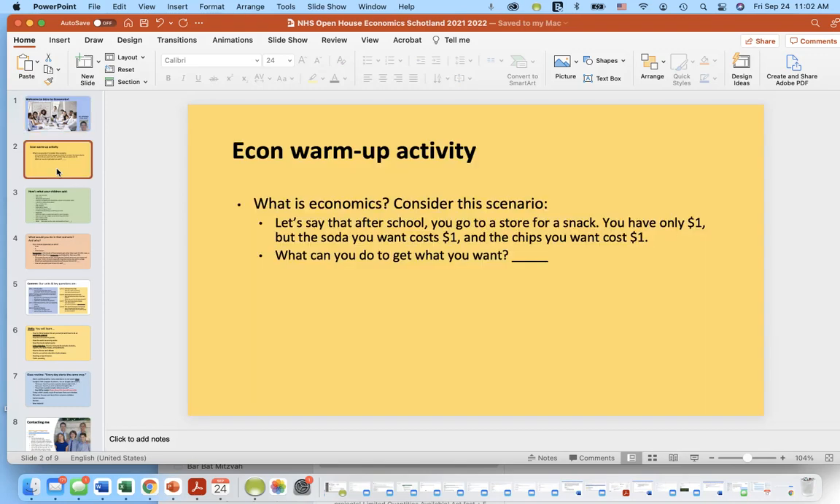We start every class with a warm up activity, and here's one for you. What is economics? Well, let's consider this scenario. Let's say that after school, you go to a store for a snack. You have only $1, but the soda you want costs a dollar, and the chips you want cost a dollar. So you have only $1, and the stuff you want costs $2. What can you do in that situation to get what you want?